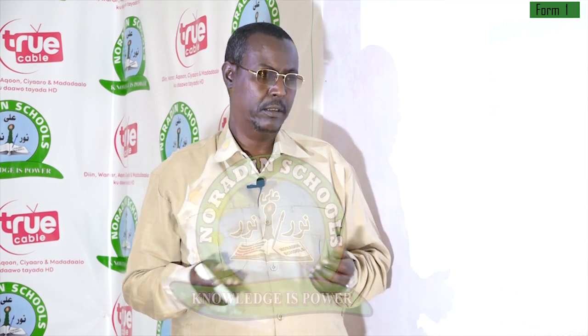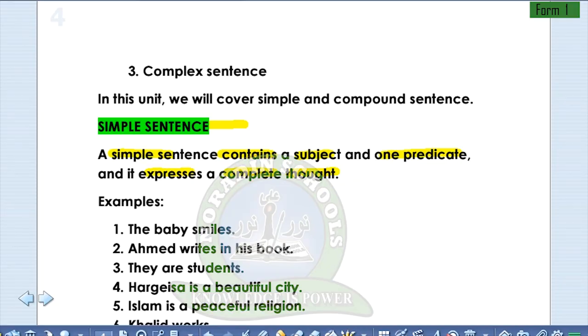Usually a simple sentence is composed of six parts. We are not dealing with that here. I'm just going to give you some examples of what a simple sentence is. Examples: the baby smiles. Here we have the subject and the predicate. It smiles is what the baby is doing.